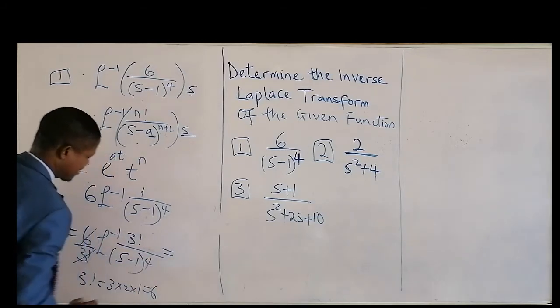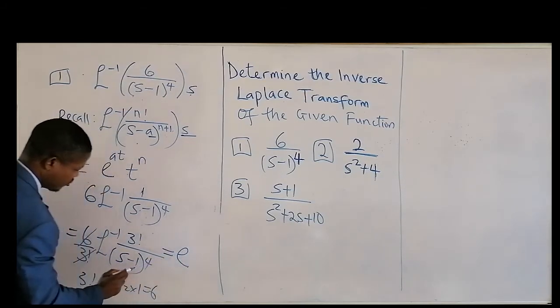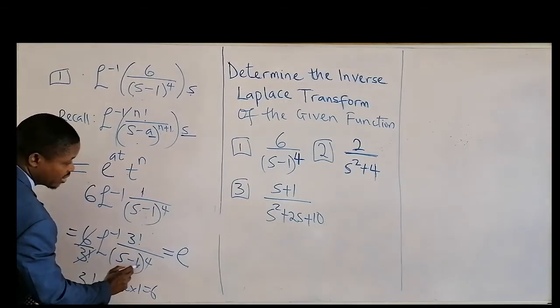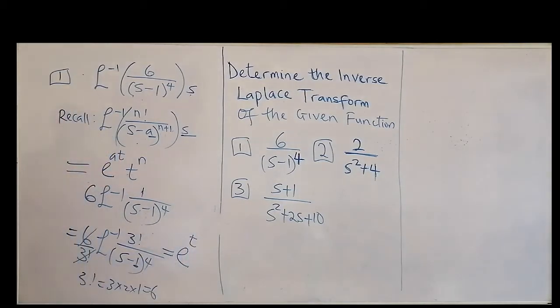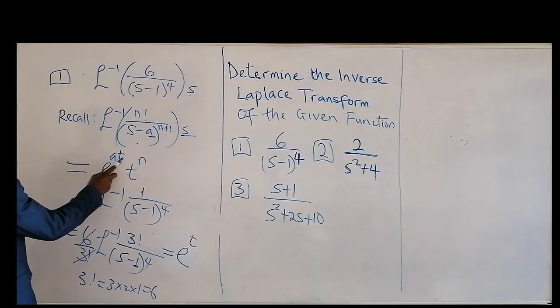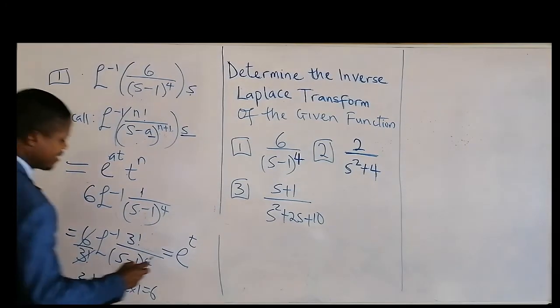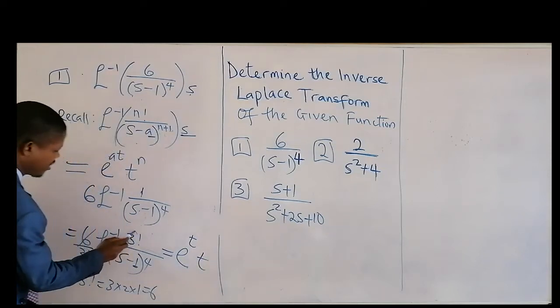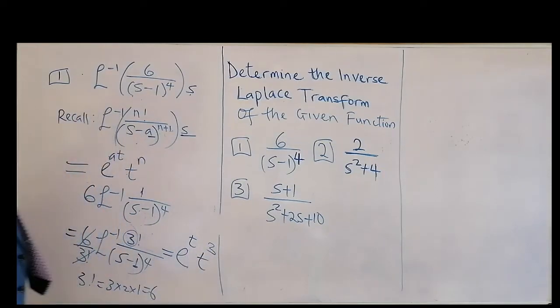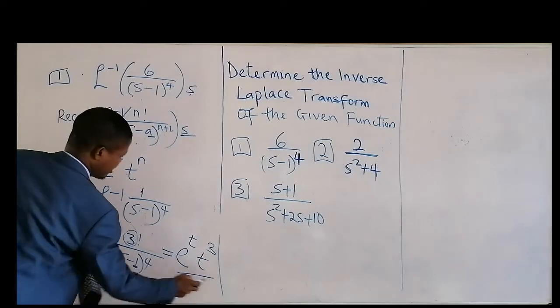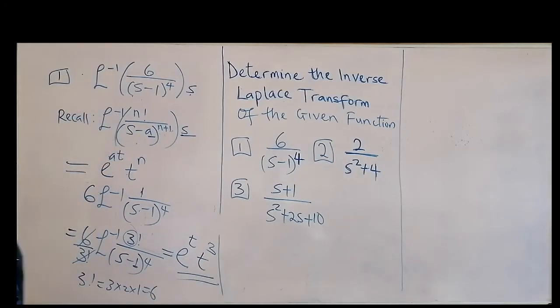So the final answer is exponential to the power of the attachment here, which is 1, so that's t. It's supposed to be a t, but the a in the solution is 1. And then t to the power of whatever you have here, 3. And that's that on this question.